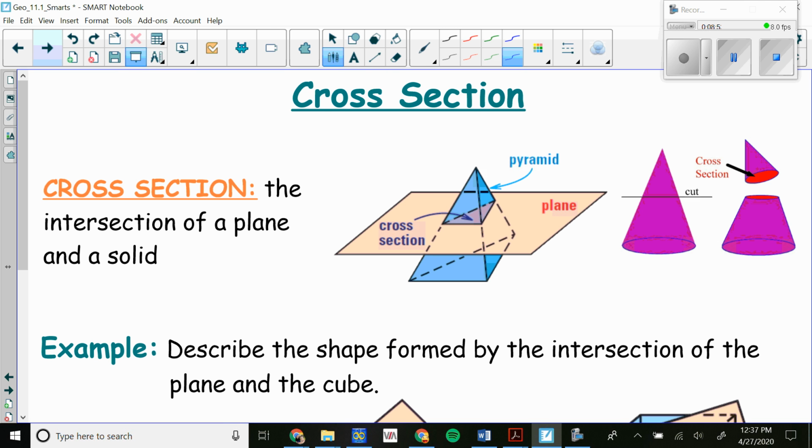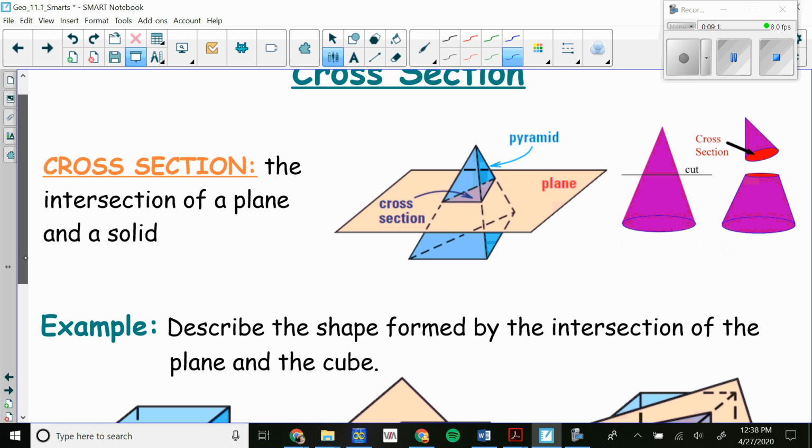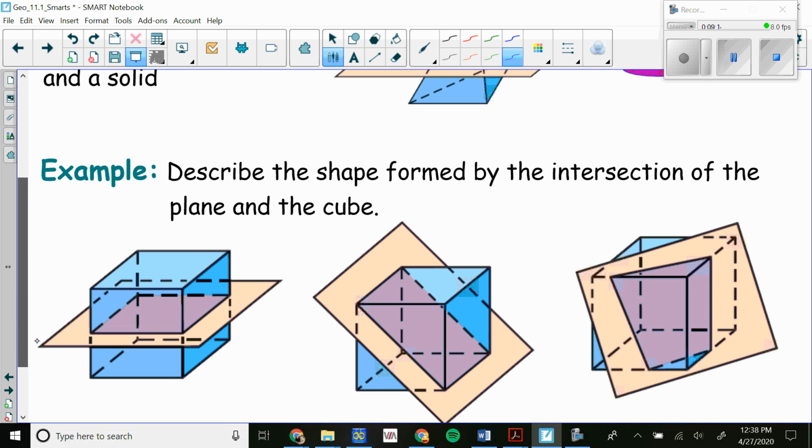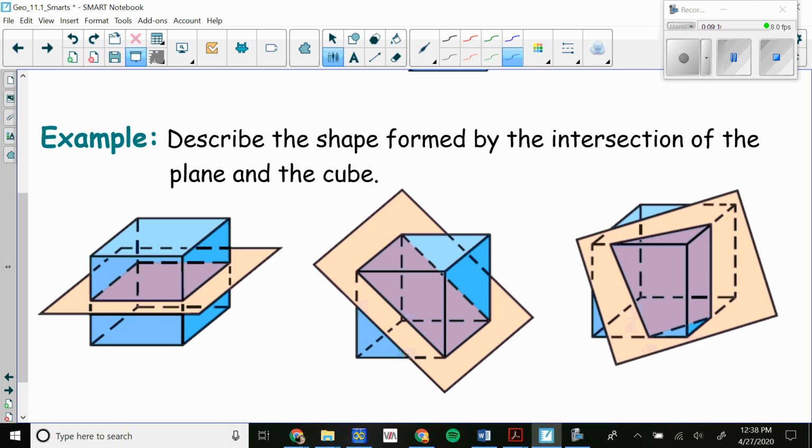Okay, there's also cross-sections. Cross-sections is the intersection of a plane and a solid. So it's like we're taking that figure, whether it's a dice or a cone or something, and we're cutting it in some way so it makes a shape. So for example, this says describe the shapes formed by the intersection of the plane and the cube. So these are all cubes here, and that plane is cutting them. So if it cuts it straight through, that's going to be just a square.